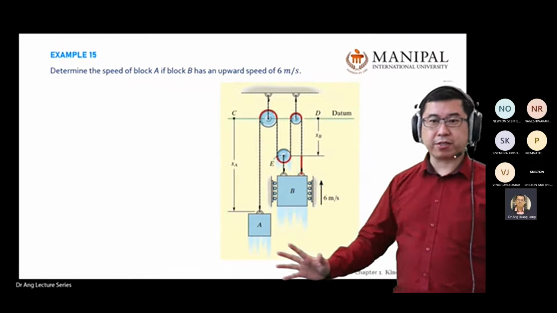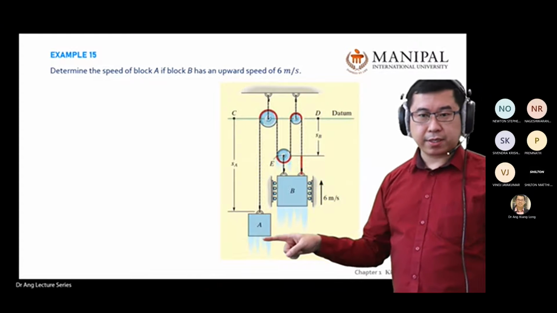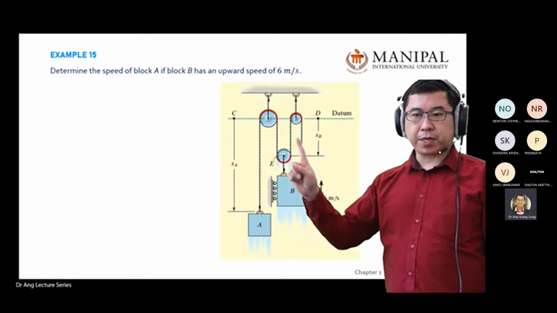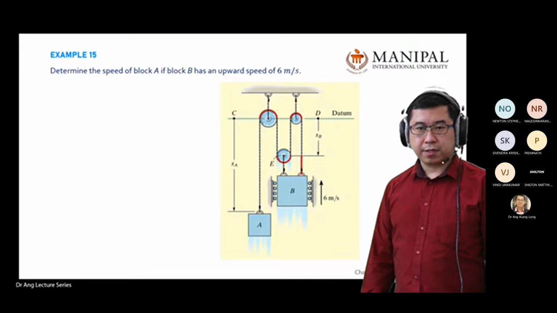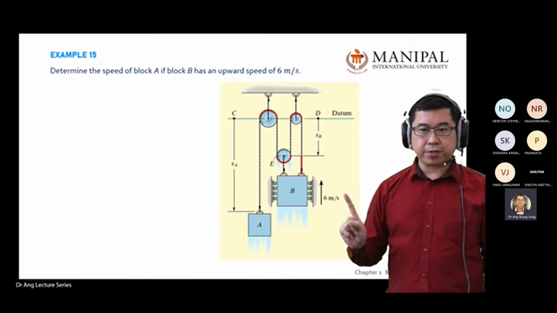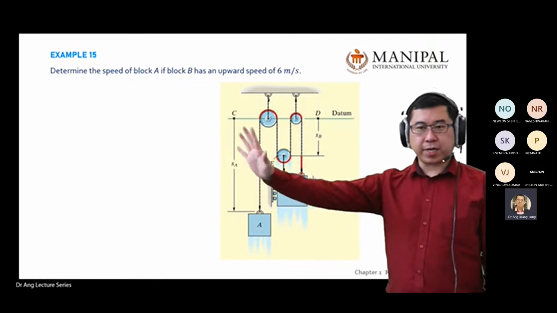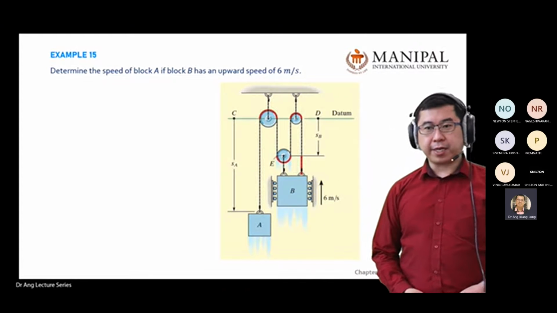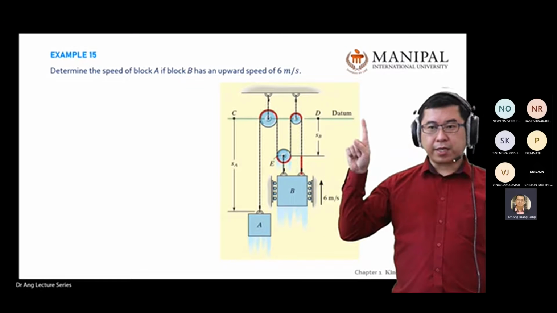You're given one system like this. Determine the speed of block A if block B has an upward speed of 6 meters per second. Determine the velocity of A if this one moves up 6 meters per second. First, don't panic. Look at the diagram. Ask yourself, are you able to see the datum for the whole system? The datum line is this one.